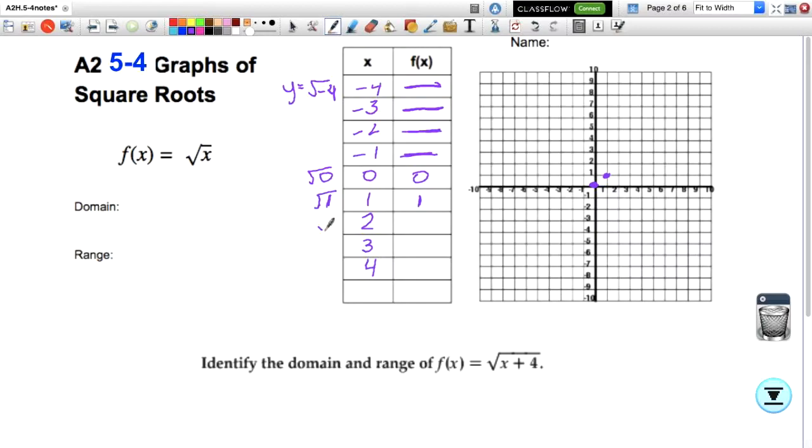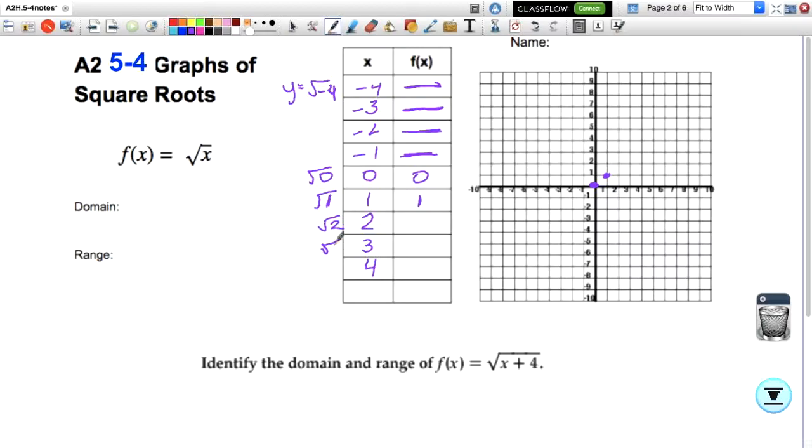Square root of 2. Now, the square root of 2 is not a nice number, okay? So maybe we'll skip that for a second. We'll come back to it. This is an irrational number, right? We've talked about rational, irrational, imaginary, complex, and real. This is going to be a real number, but it's going to be a hot mess decimal. Okay, so we'll hold off on that for a second.